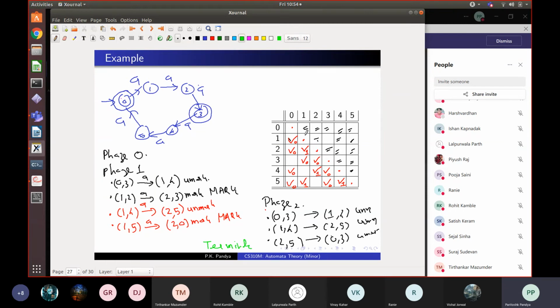And the equivalences you get in the end are: 0 is equivalent to 3, 1 is equivalent to 4, and 2 is equivalent to 5. And you get a 3-state automaton which is equivalent to it. I hope you all understood how this partition refinement algorithm works by gradually adding marks.